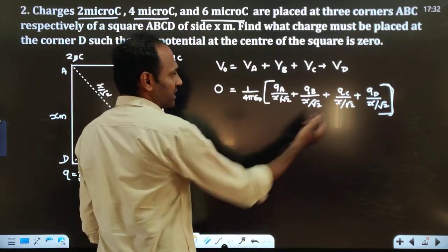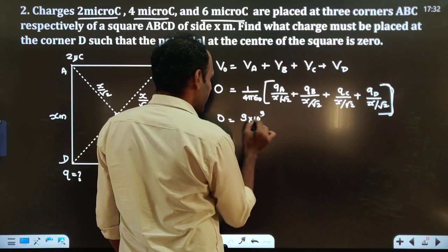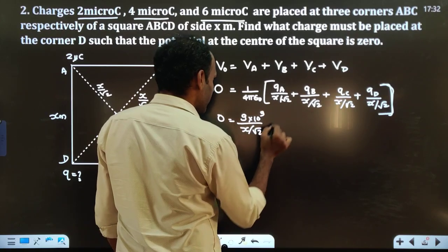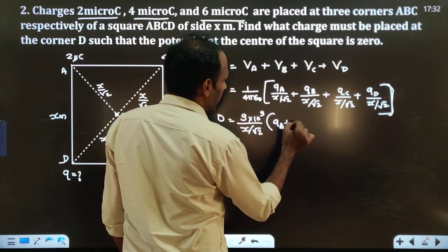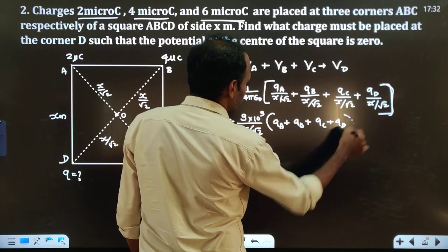Now what we have to do is, x by root 2 will be common. So this will be 0. You do 9 into 10 to the power 9 divided by x by root 2, into the bracket qa plus qb plus qc plus qd. So and so we'll get, right?